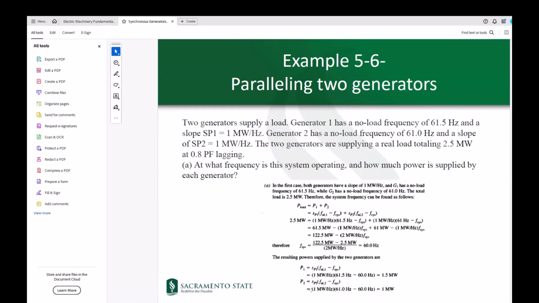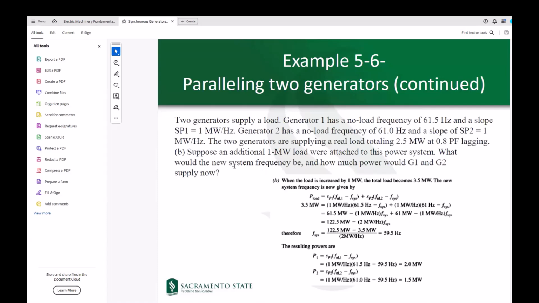So each generator has been sharing a certain amount of the total load. Now, in part B, we're going to add an additional 1 megawatt load. So when you add a 1 megawatt load, the total load would be 3.5 megawatts, and your frequency will drop to 59.5 hertz, which means that each generator is now giving 2 megawatts and 1.5 megawatts, but the frequency of the system is 59.5.